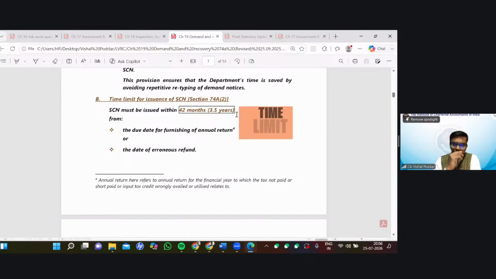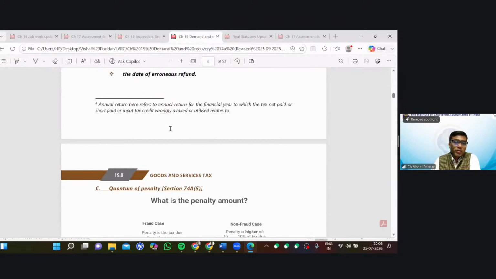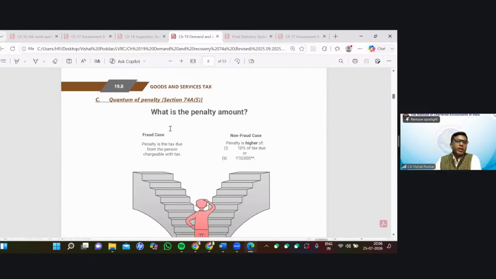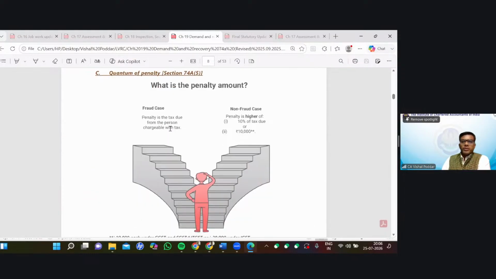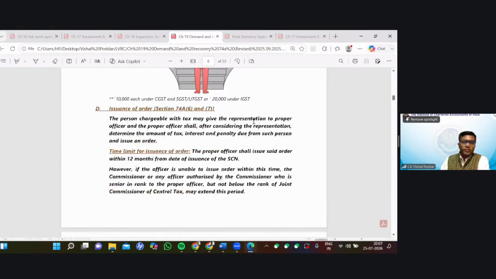Now, what is the time limitation? The time limitation is 42 months from the due date of annual returns or from the date of erroneous refund. Now, what is the quantum of penalty? Now, this is where the difference is. Fraud cases, penalty is equal to the amount of tax due. Non-fraud cases, penalty is higher of 10% of tax due or 10,000. 10,000 which is under each act, so under CGST as well as SGST, so total is 20,000.